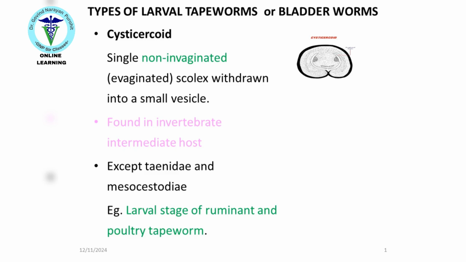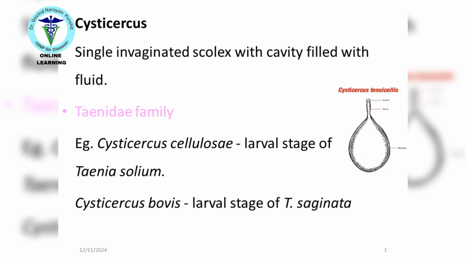It has a non-invaginated scolex. Cysticercus is a larval stage with an invaginated scolex filled with fluid. Examples include Cysticercus cellulosae and Cysticercus bovis.